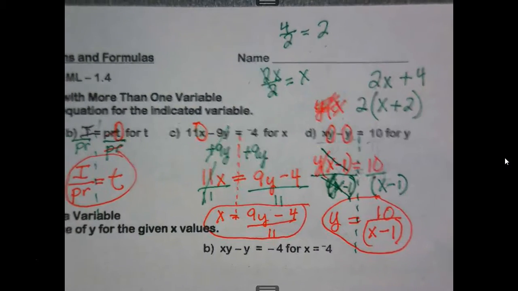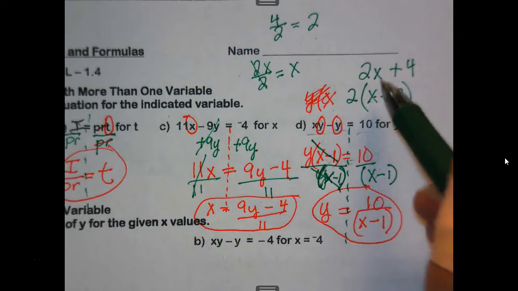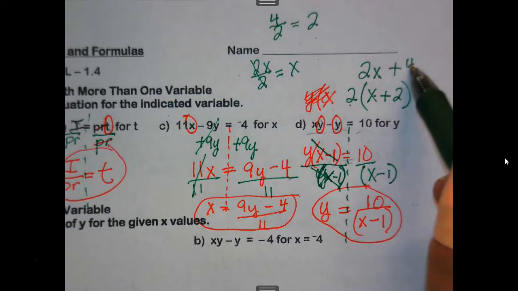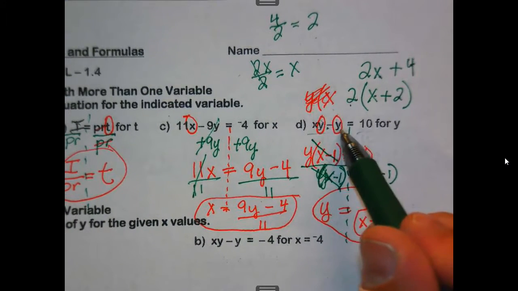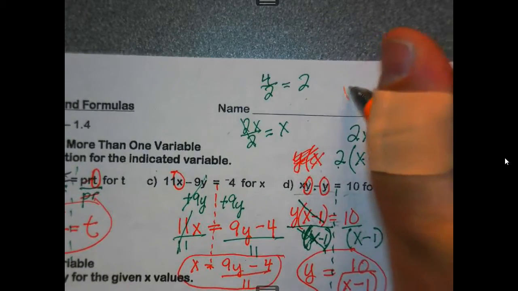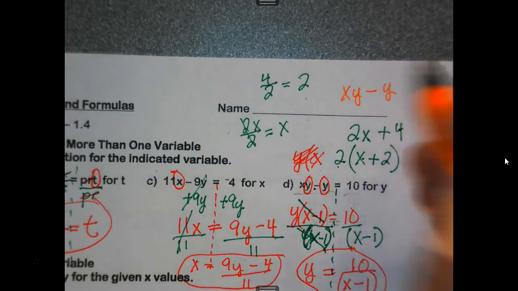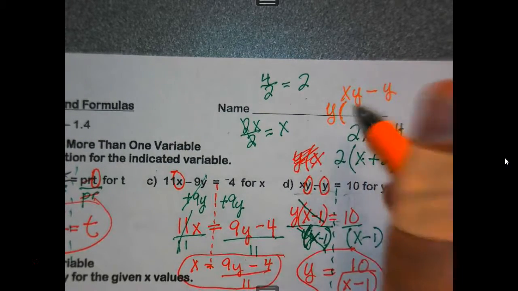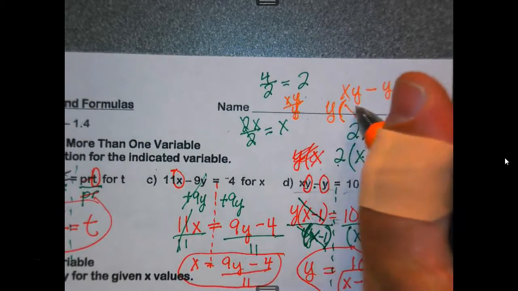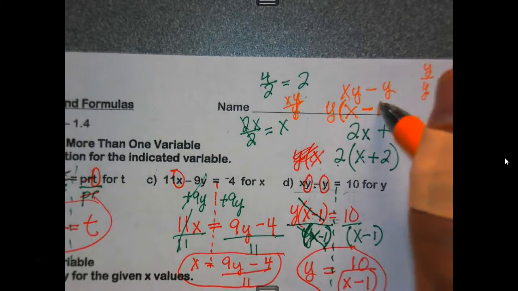If I were to use the distributive property, instead of dividing, I would multiply, right? 2 times x, 2x. 2 times 2 is 4. So that's what I'm doing here. On the xy minus y, I'm taking out the common factor y. Okay? xy divided by y gives me x, and y divided by y gives me 1.